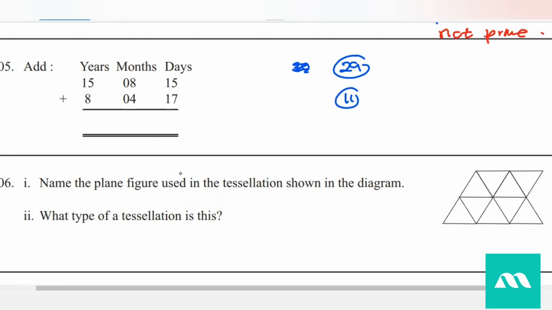Let's see. 5 plus 7, it is 12. Answer is 32. So we write 2 here and take the remaining 30 by making it 1 month. 8 plus 4, 12. 12 plus 1, it is 13. Then we write 1 here and take 12 to the years. Then it becomes 24 years. Have you got this answer?